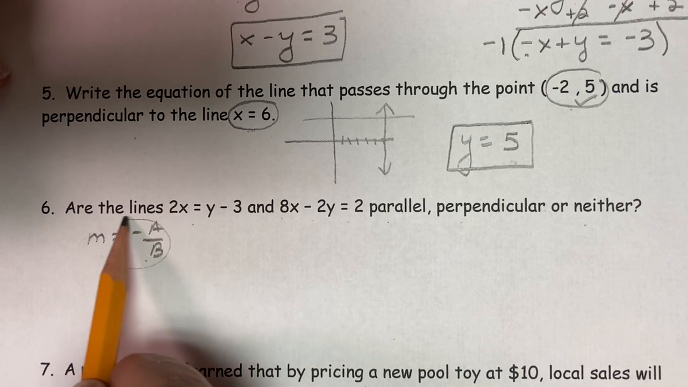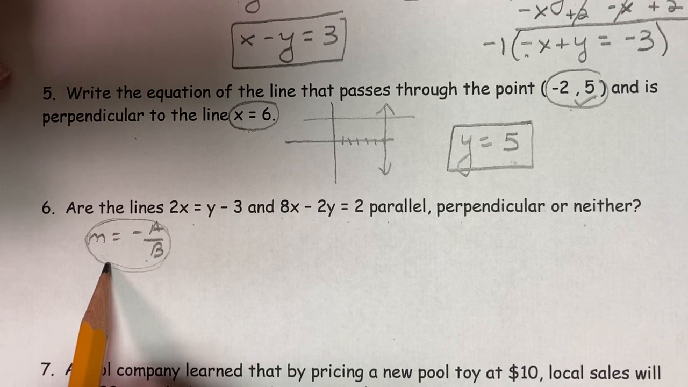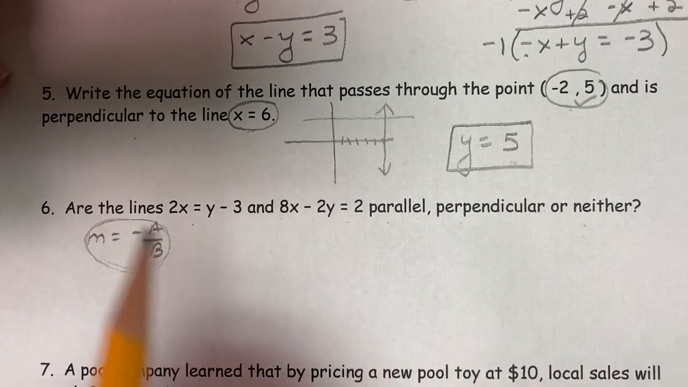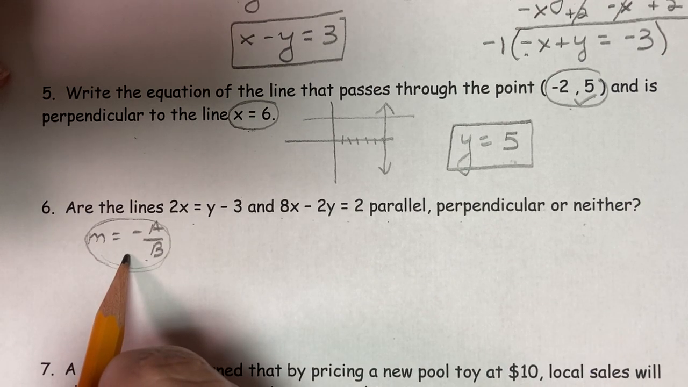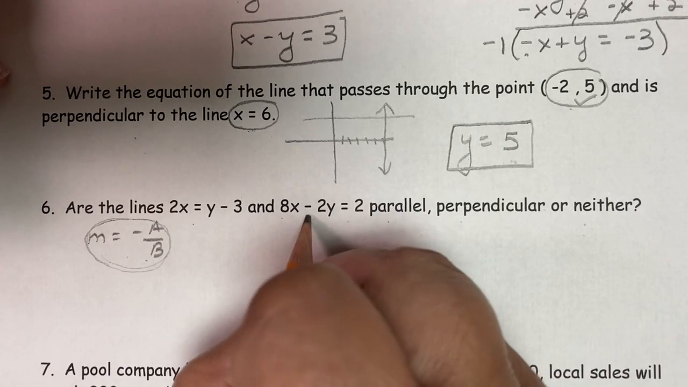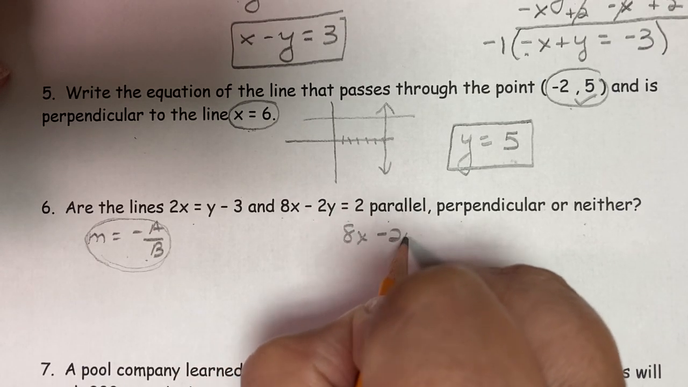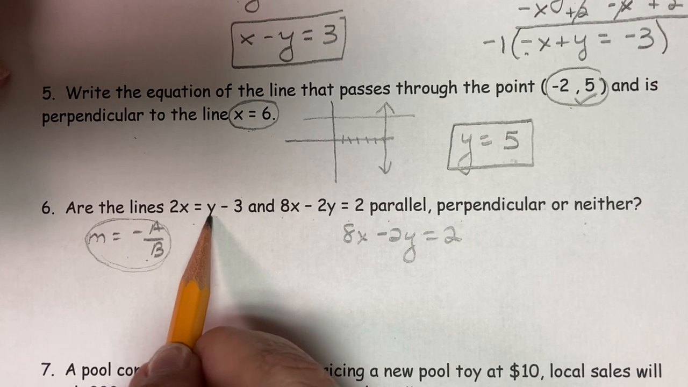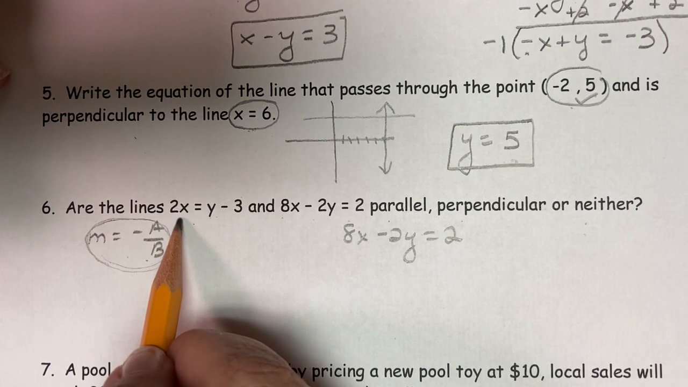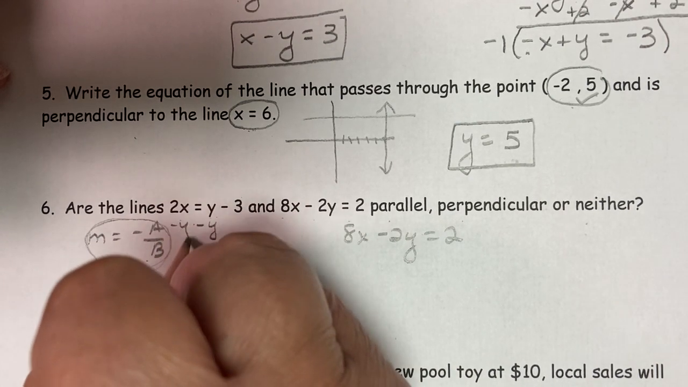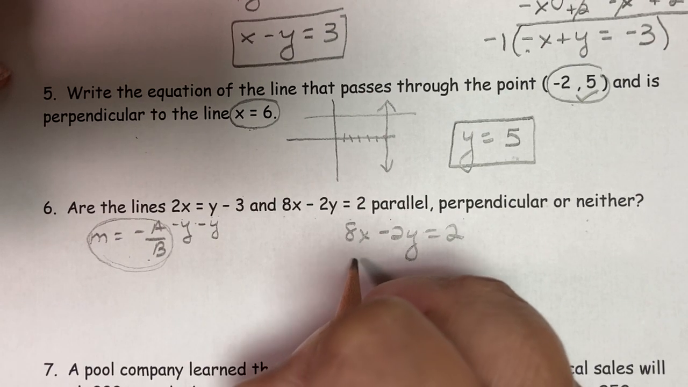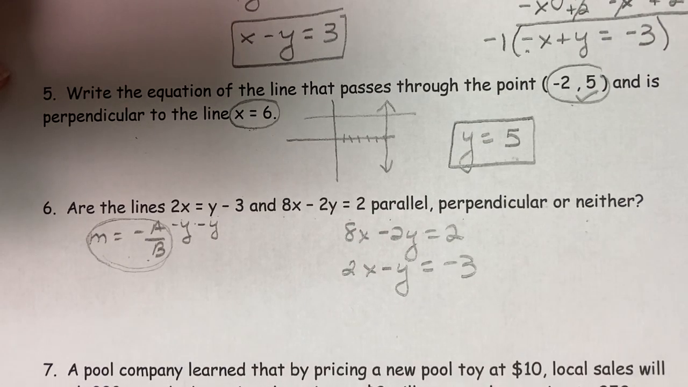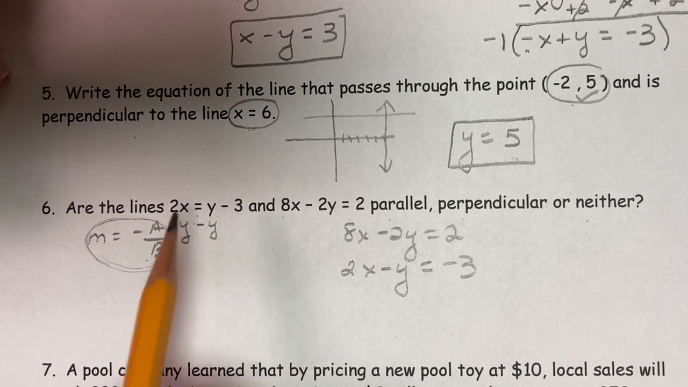So let's use this to find the slopes of the lines, and that will tell us whether they're parallel, perpendicular, or maybe neither one of the two. So remember, if we use this, we need the lines to be in standard form. This second equation is already in standard form, so we're good to go there. This one, though, I need the y over here with the x. So I'm going to subtract y from both sides of my equal sign. And that's going to give me 2x minus y equals -3. So now that's this line in standard form.